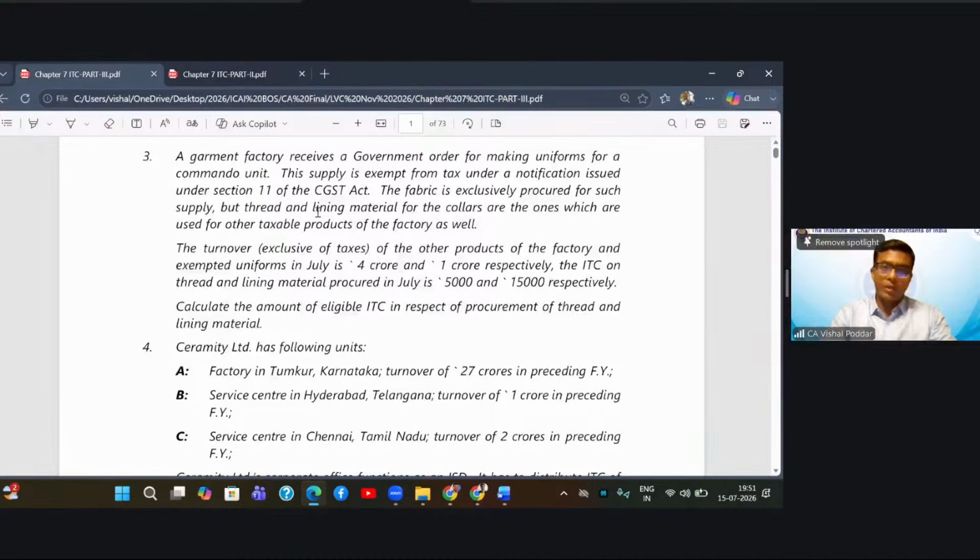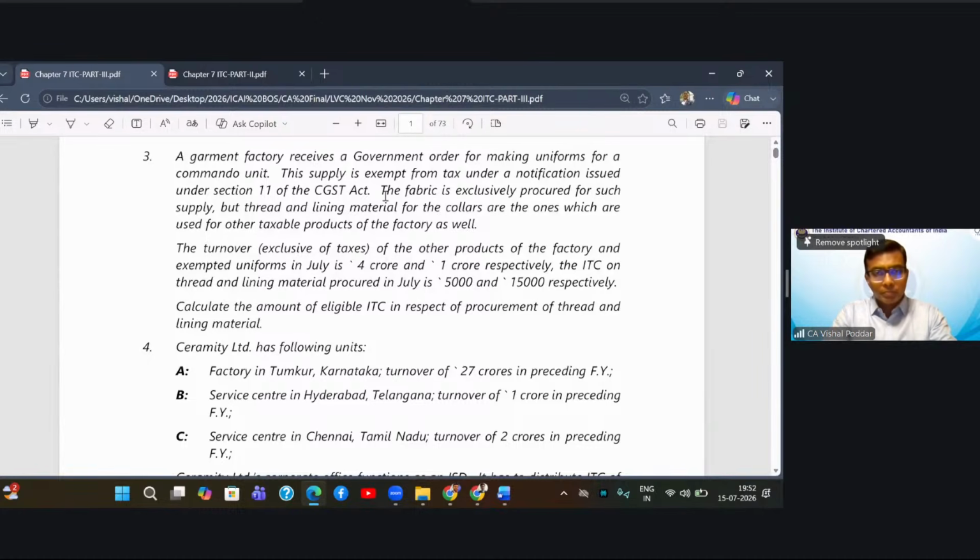So, we know what will happen. The entire credit of this fabric will be disallowed. However, threads and lining materials for collars are used for other taxable products also, because in my factory I'm stitching different types of products. So definitely these common items like threads and lining items will be used for all my products, including this one order. Now we have to apply section 17(2), which is for proportionate reversal.